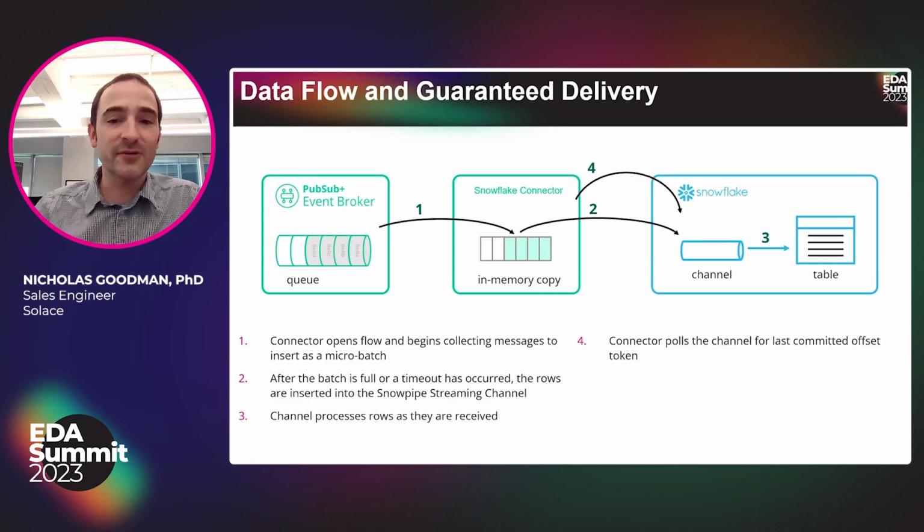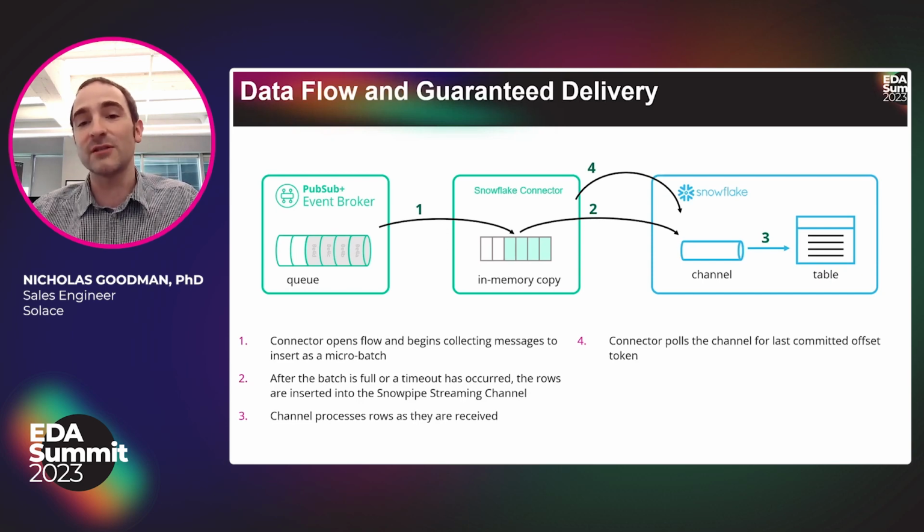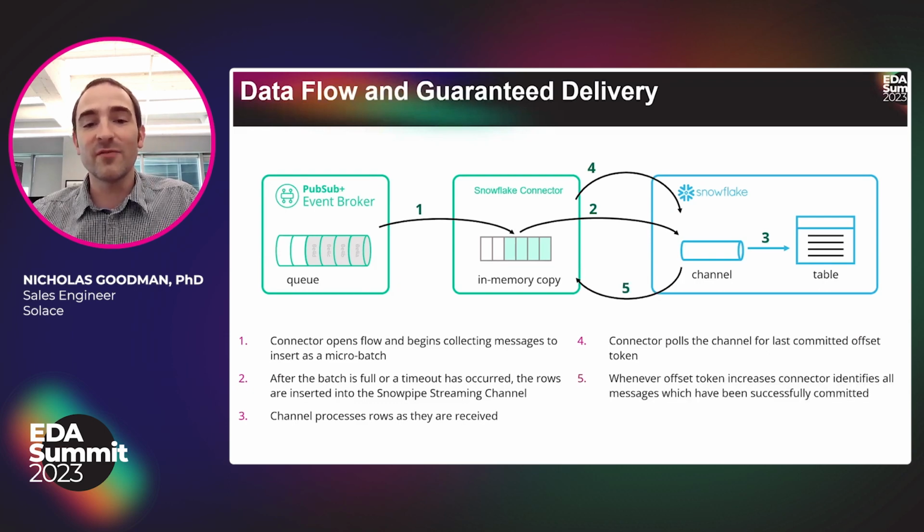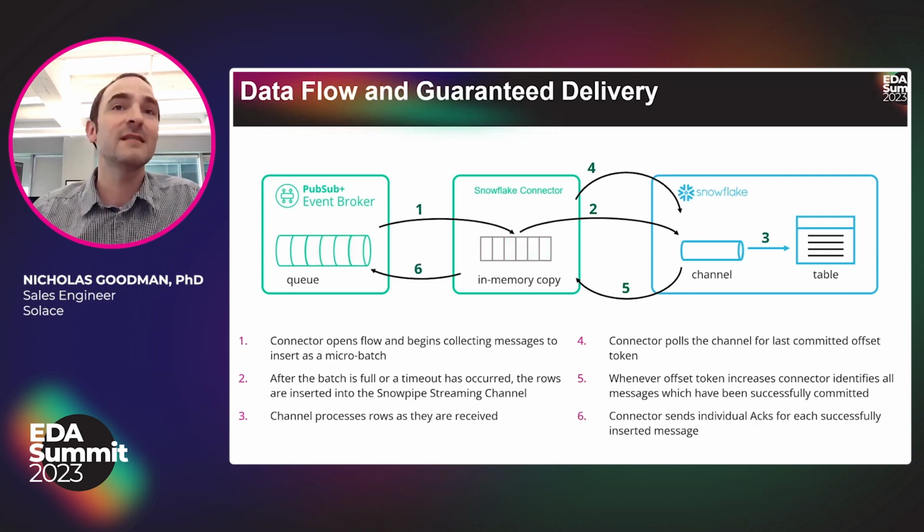The connector then polls the channel and asks, what was my last committed offset token? The offset token is a piece of information you add when you do the insert. Solace messages have what is known as a monotonically increasing message ID, similar in the Kafka world to an offset, whereby we can say that a particular message is newer or older than another. So we'll poll the channel for the last committed offset token. Once we determine that the particular batch has been committed, we will then acknowledge back to the broker that it is safe to delete those messages from the queue.